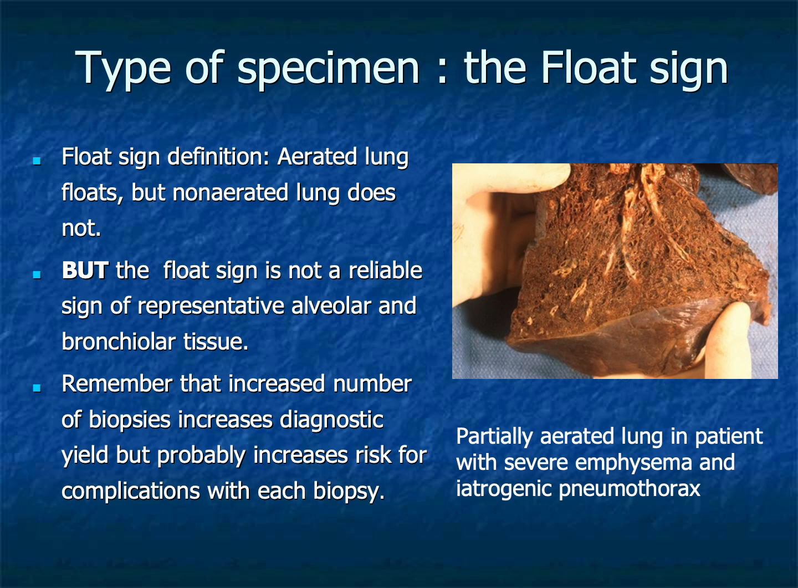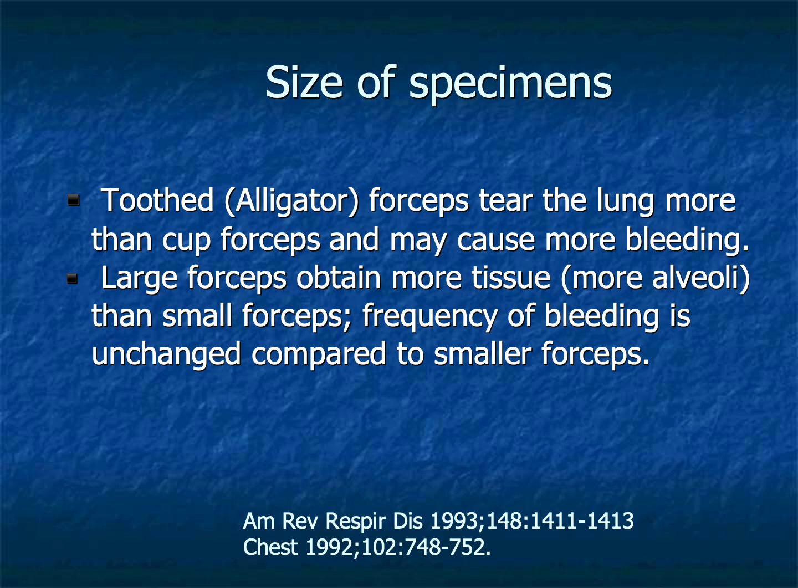A lot was written about something called the float sign, that a specimen that floated in specimen fluid would be a good representative sample from bronchiolar and alveolar tissues rather than from bronchial mucosa. Eventually, studies proved this to be inaccurate. Some older studies also suggested that alligator forceps caused more bleeding than cup forceps, and that larger forceps obtained more tissue.